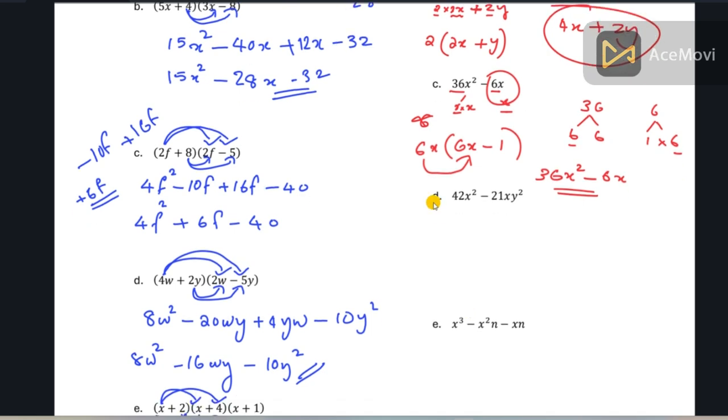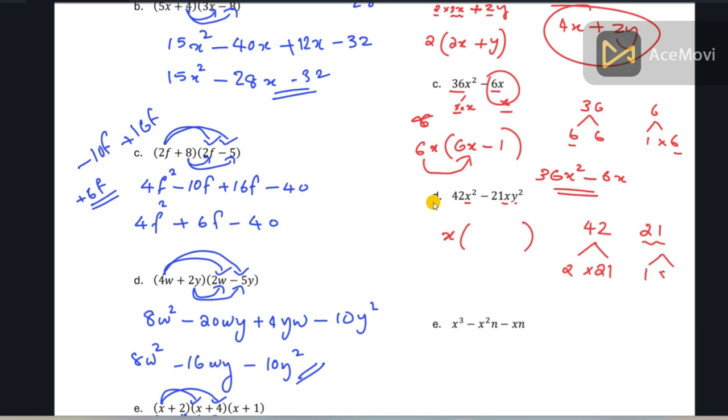Then 42x square and 21x y square. So in the variables, which one is common? It is x square and x, and here only y. Okay, so we can just take x out. Then which number? 42 and 21. Check this number 21 and check if 42 is a multiple of 21. Then it is easy. We know that 42 is a double of 21. So 2 times 21 is actually 42.